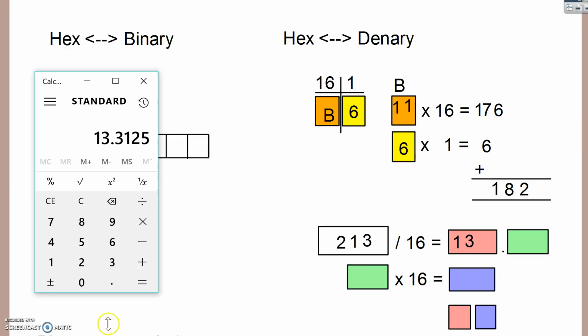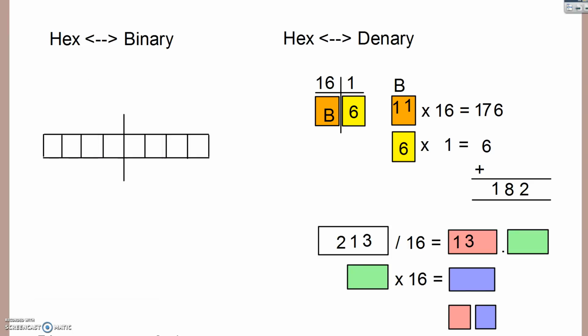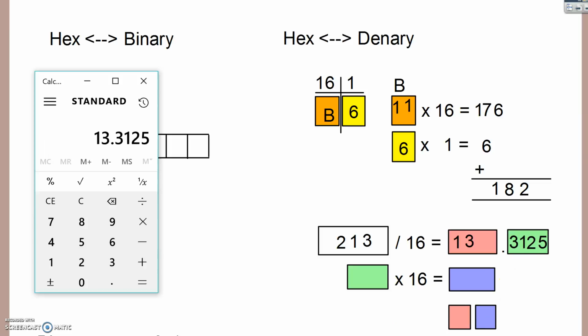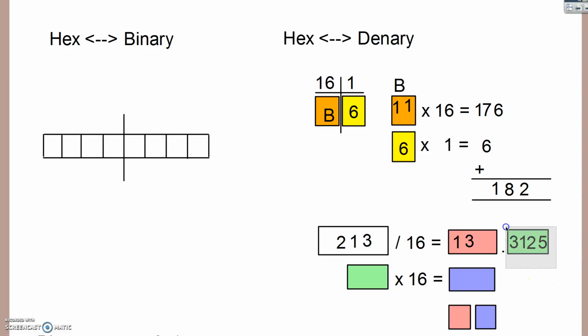Now, what we'll notice is we get this bit left over. So I'm going to take away the 13. We've got in here 3125, so 13.3125. Let's just double check. Yes, that was correct.